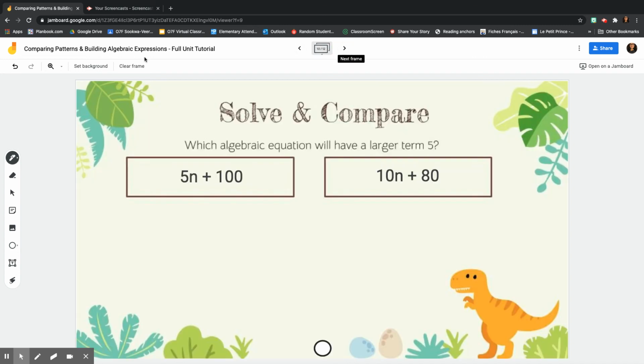Okay. So then we would have to solve and compare. So let's say that we're looking for term 5, okay? All we would need to do is take 5n plus 100, and then we would put our 5 where the n is. So we would say equals 5 times 5 plus 100. This is where the students and I would have to have a conversation about BEDMAS. So we'd know we would multiply first. 5 times 5 is 25. Plus 100 is 125.